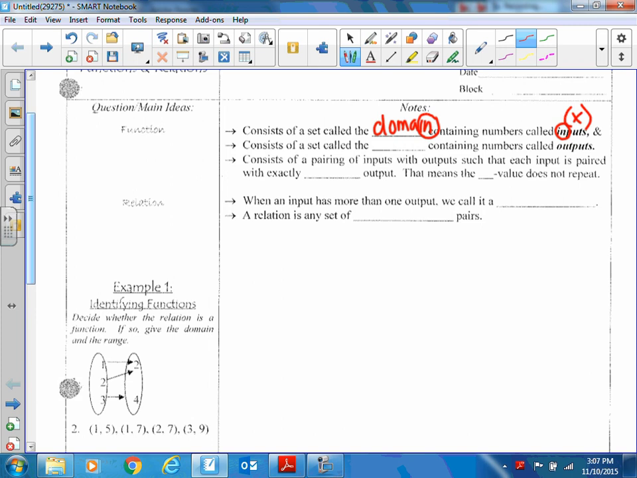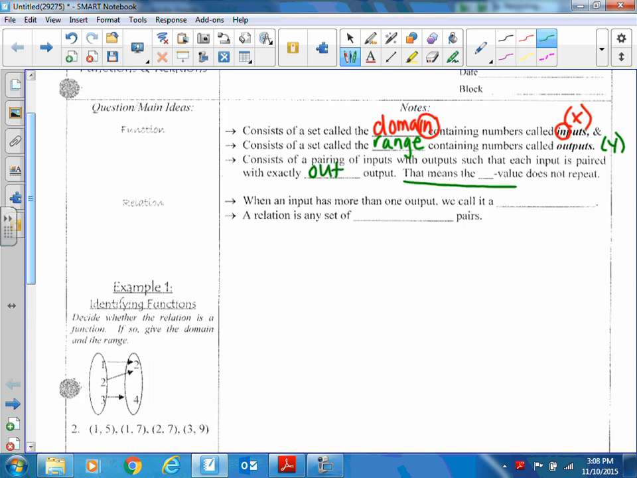Along with the domain, we also have a set called the range. And this contains numbers called your output. So you have your domain as your inputs and your range as your outputs, also known as your y values. So a function consists of a pairing of inputs with outputs such that each input is paired with exactly one output.